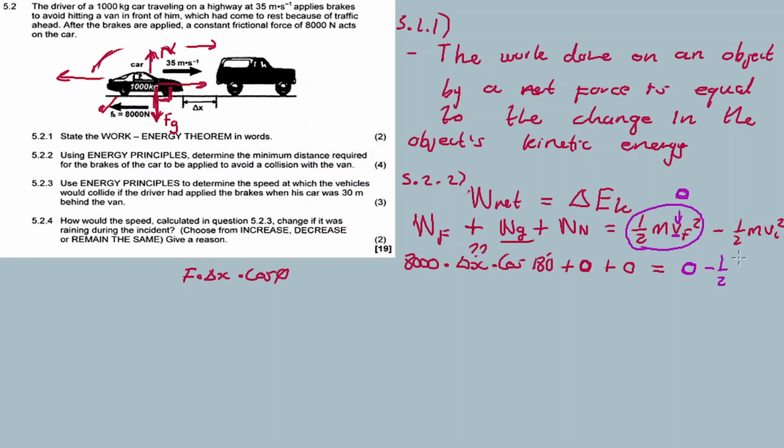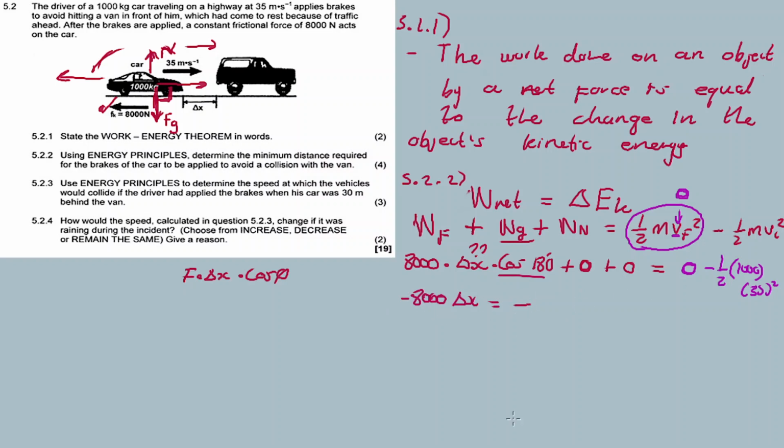Minus 1/2, what is the mass? 1,000. The initial velocity is 35, so here it will be 35 squared. On the left, it will be negative 8,000 times change in x, and I take the negative because cos 180 degrees is -1. -1 times 8,000 is -8,000, plus 0 plus 0, we get this one.